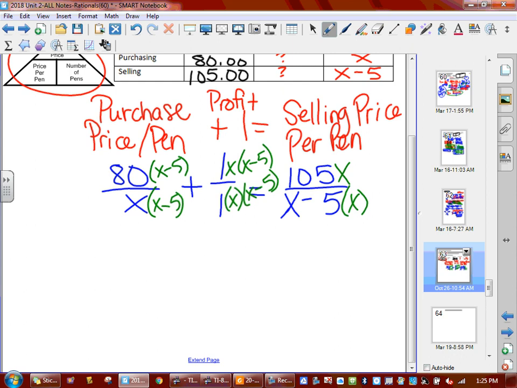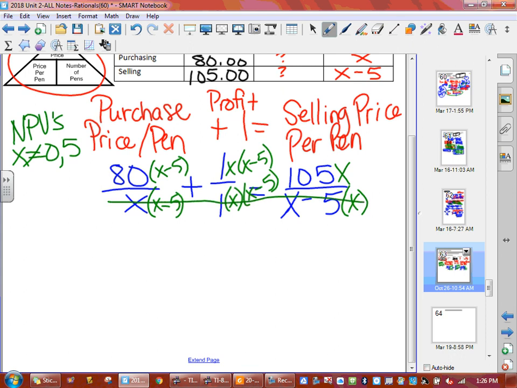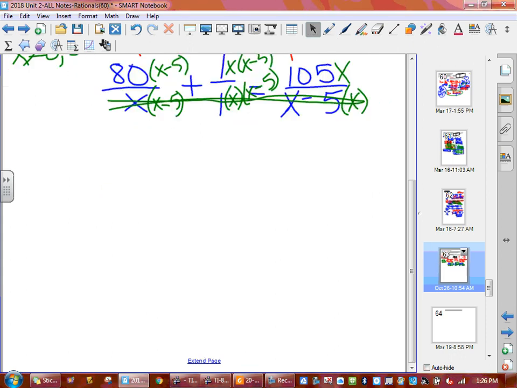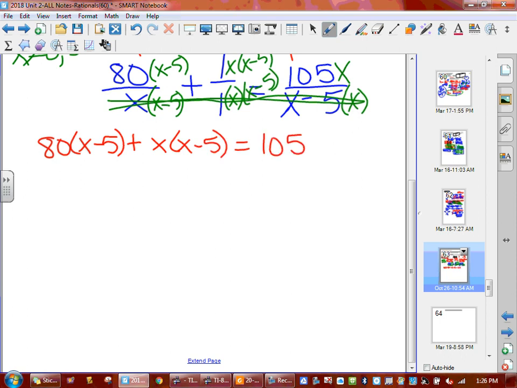Now we can do the non-permissibles. What are the non-permissible values for our question? What is X not allowed to be in the bottom here? 0 and positive 5. Same as last question. Now that we've converted the top, we can get rid of the bottom. It doesn't exist anymore. So, bottom is gone. And I'm going to rewrite it. So now I've got 80 times X minus 5 plus X times X minus 5 equals 105 X's.